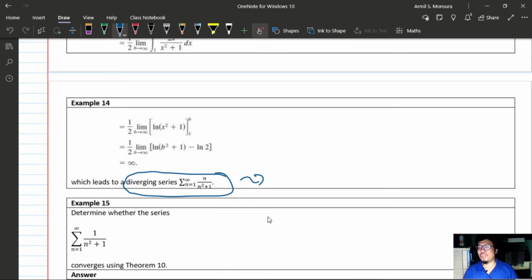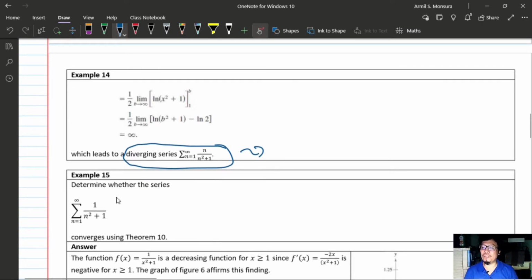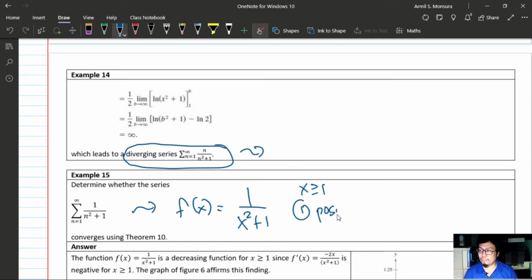Okay, so let's proceed with example 15. So let's determine whether this series is convergent or divergent according to the theorem. So again, we start off by having f of x equals 1 over x squared plus 1. Now, obviously, for x greater than or equal to 1, this is positive. That is a positive function. Number 2, that is also a continuous function.